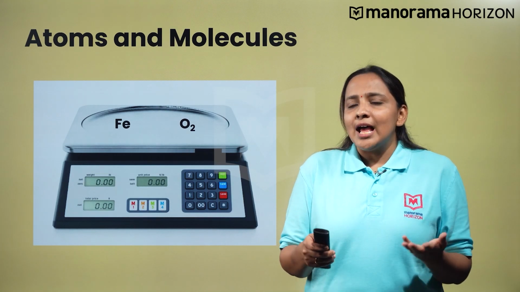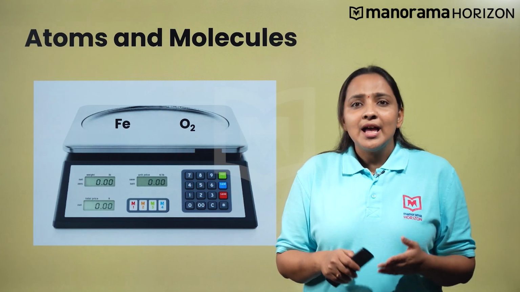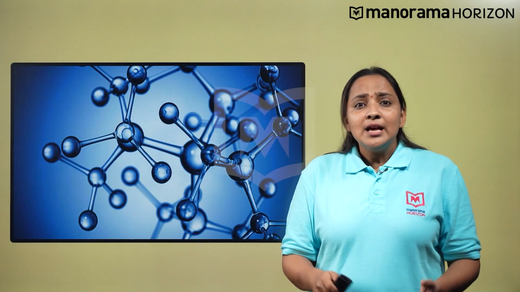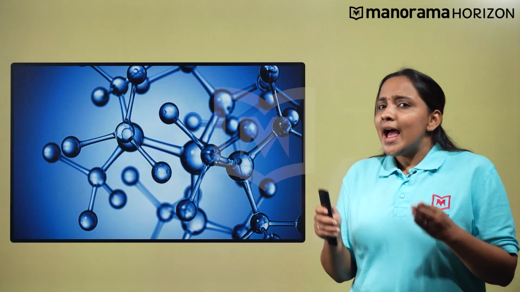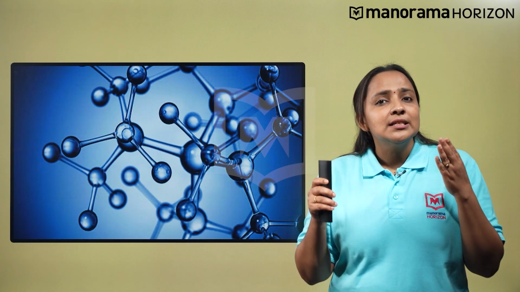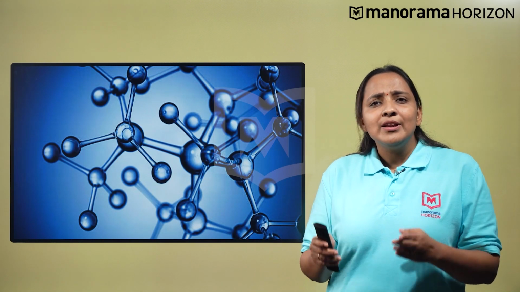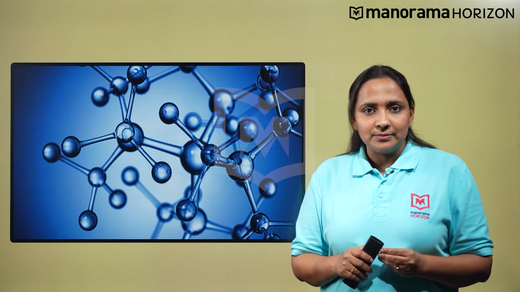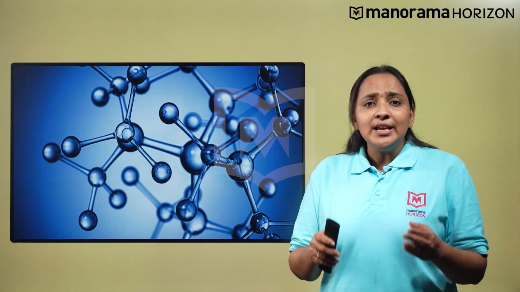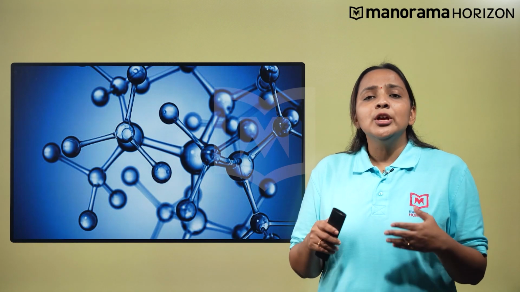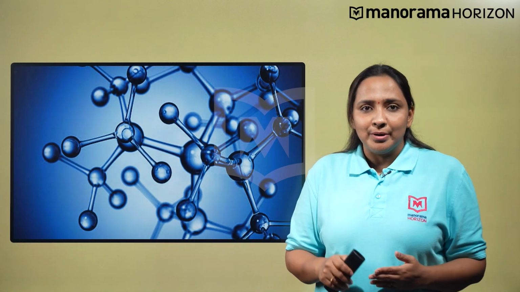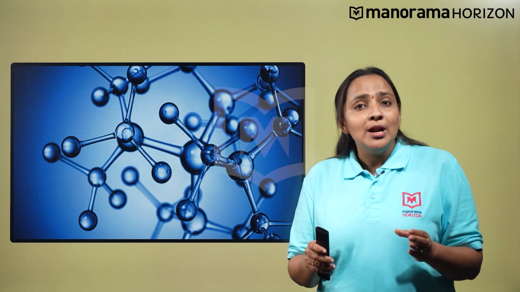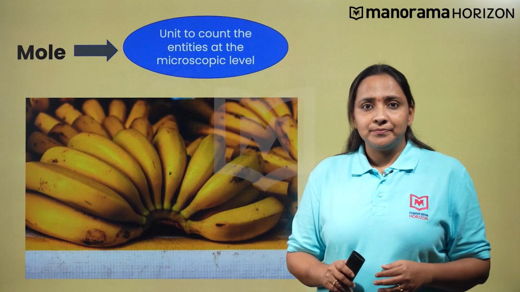How can someone calculate the weight of atoms and molecules using a weighing machine? These are so small and tiny that even in a small substance, there will be such a vast number of these tiny atoms and molecules. Therefore, we need some magnitude or a unit to express their number. This takes us to the concept of mole and molar mass.